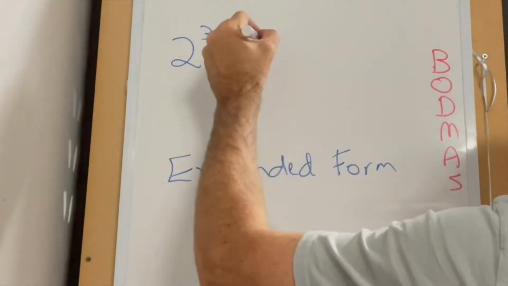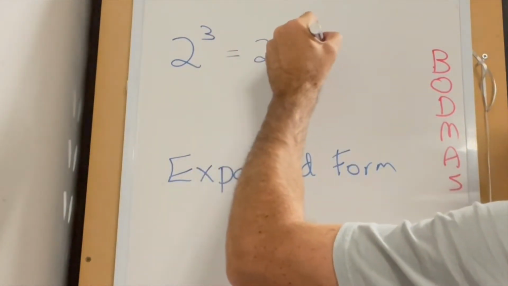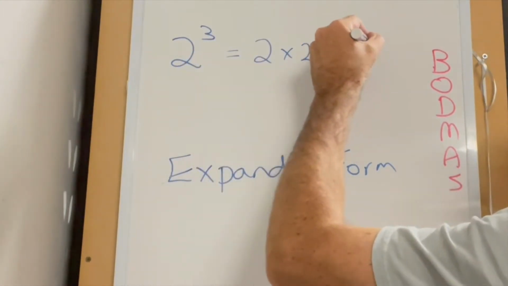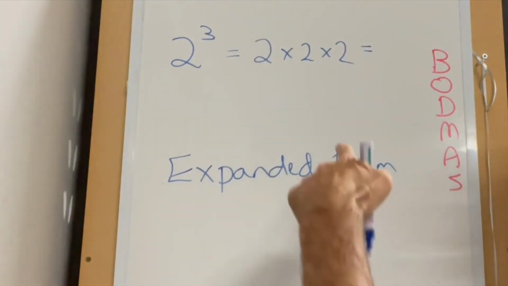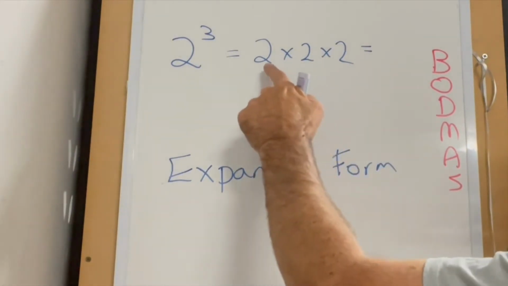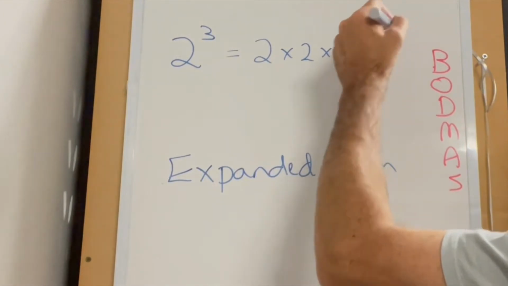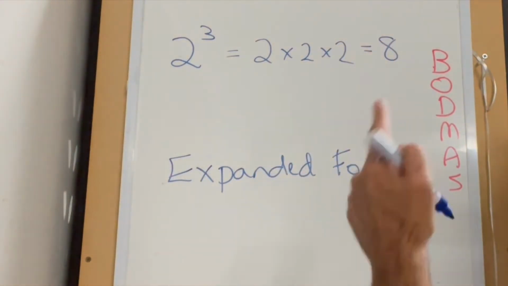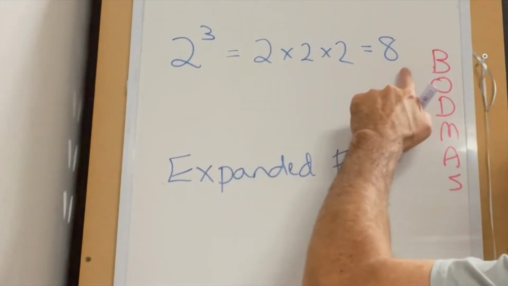So what we want to see is 2 times 2 times 2. That there's 3 2s, okay, like this. Okay, and then we find the answer. So we expand it, and then what we call evaluate. So we find the answer. 2 times 2 is 4. That gives you an answer of 8. Okay, so a question like that, it's worth 2 marks. If you just go from here to the answer, you'll only get 1 mark.